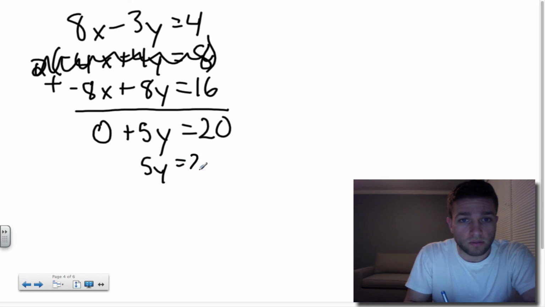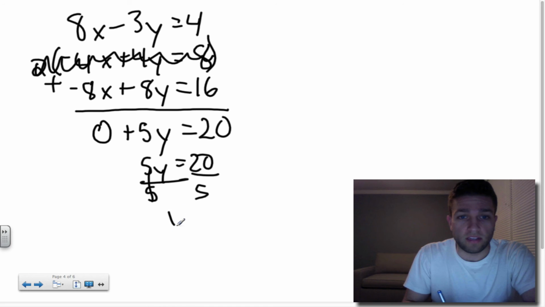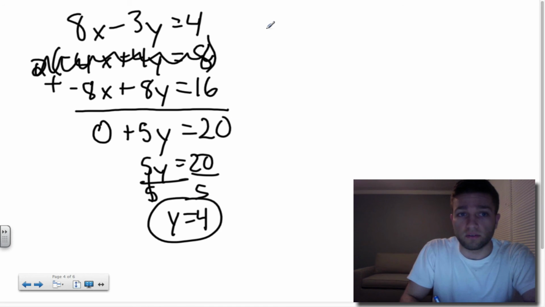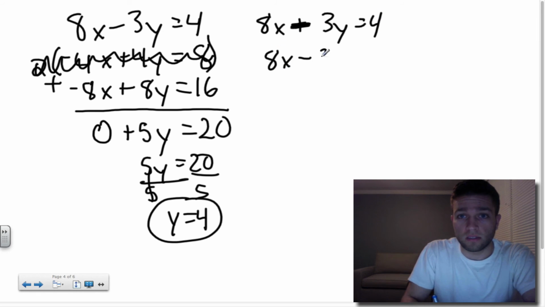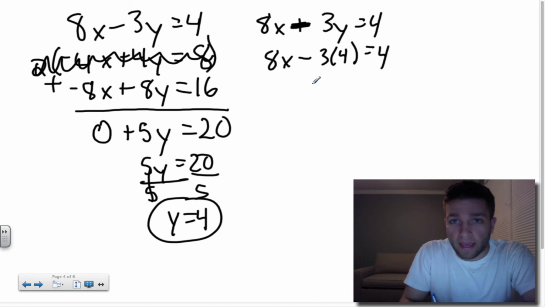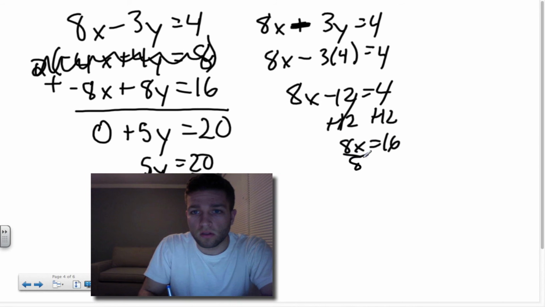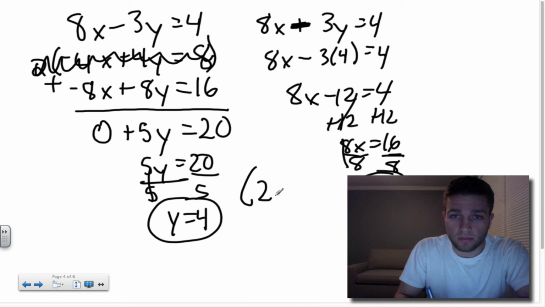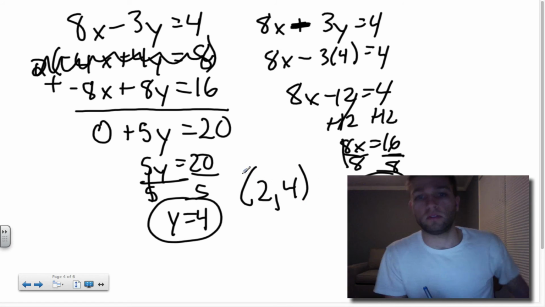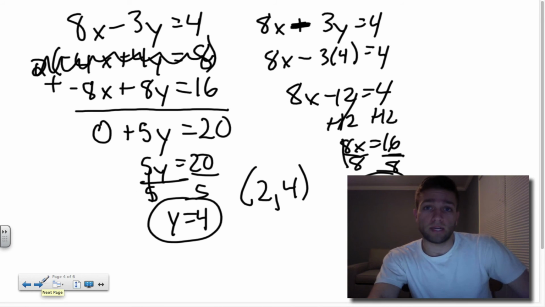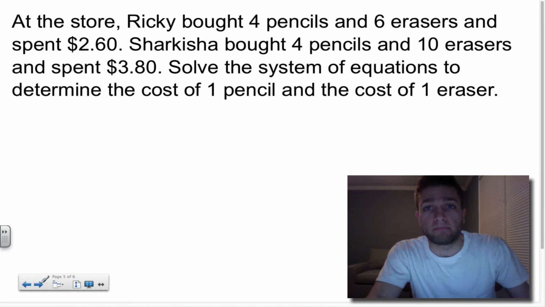So 5y equals 20, divide by 5, y equals 4. So there's half of the system, and then to solve the rest, I'm just going to use 8x minus 3y equals 4. 8x minus 3 times 4 equals 4. And then just solve it out real quick. Okay, and if you got x equals 2, you're in good shape. So that leaves the full system solution to be (2, 4). x equals 2, y equals 4. And that is it for elimination. I'm going to do one word problem and then show you the summary questions, which I want you to try. And that's it. So here we go.